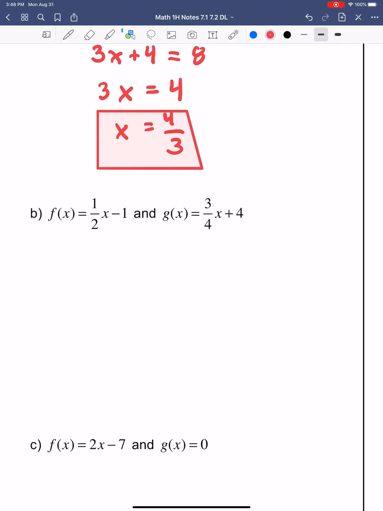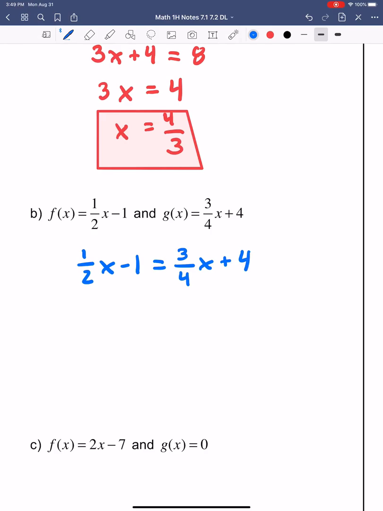All right, same idea here, right? We want to know when these two functions are going to be the same, so I just set them equal to each other. So we'll go ahead and do that. 1/2 x minus 1 equals 3/4 x plus 4.